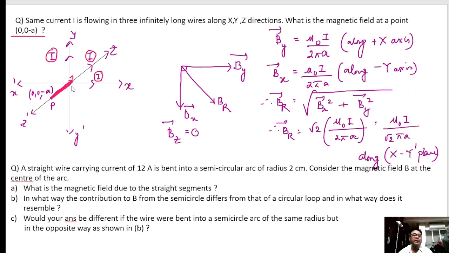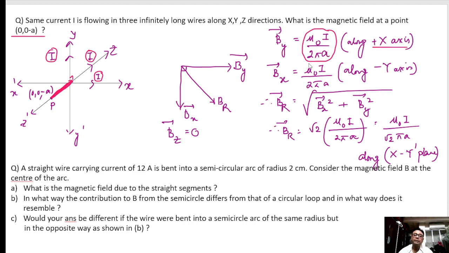So you have to find the magnetic field due to the X axis current, Y axis current and Z axis current. Now due to the X axis current, as we can already see, it is at a distance of A. So we can write mu 0 I by 2 pi A. This is due to the whole wire, at a distance A from the center.